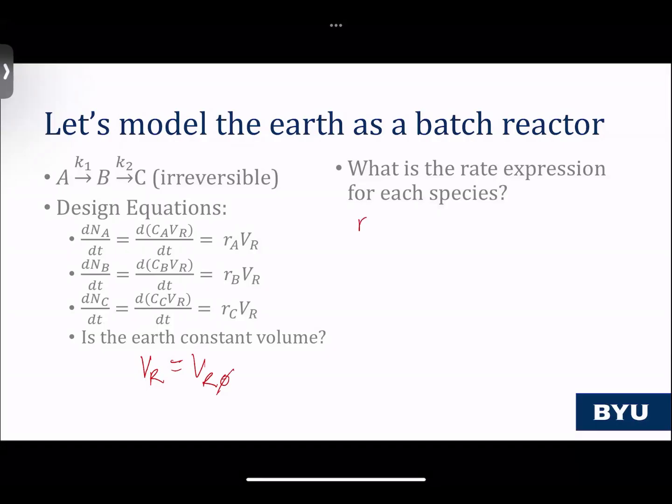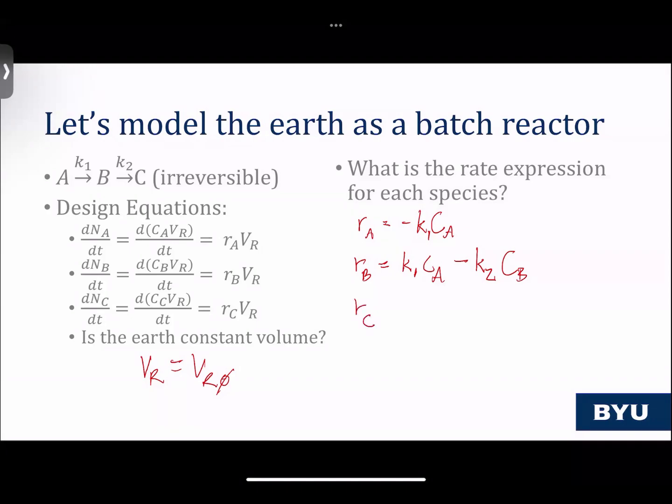Okay, r_A is going to be equal to negative k1 C_A. r_B is going to be equal to k1 times C_A. So that's how B is being formed. So we have a positive sign out in front there. It's the product of the decay of A. And then we're going to be losing some B as it accumulates and decays to C.